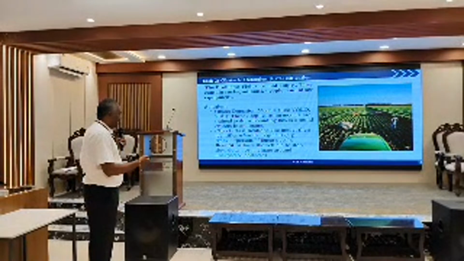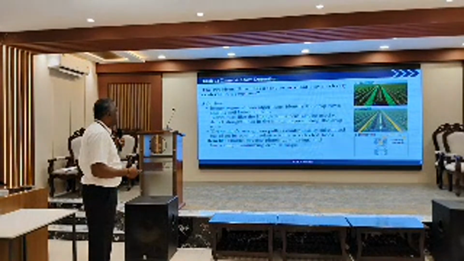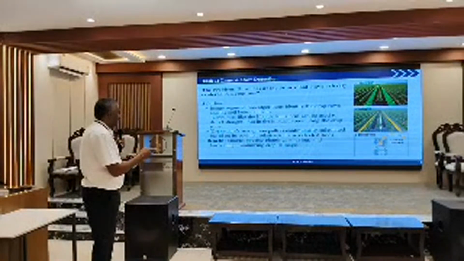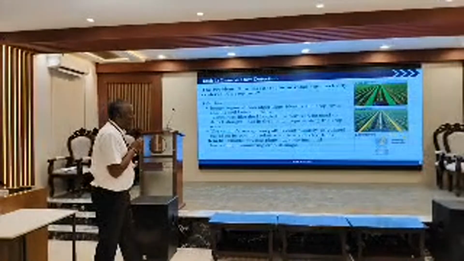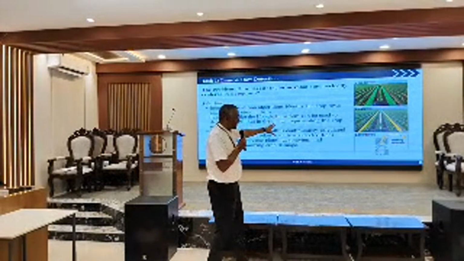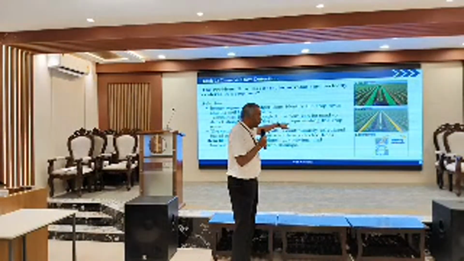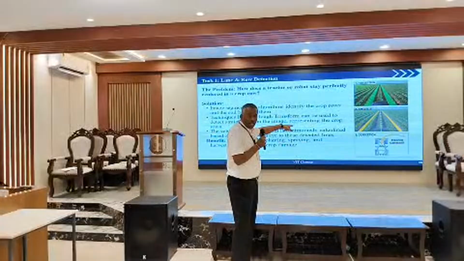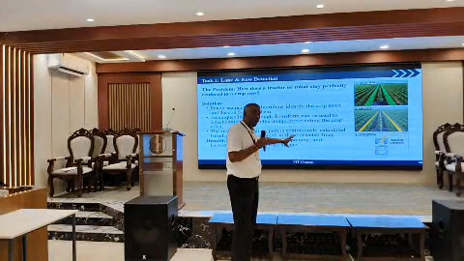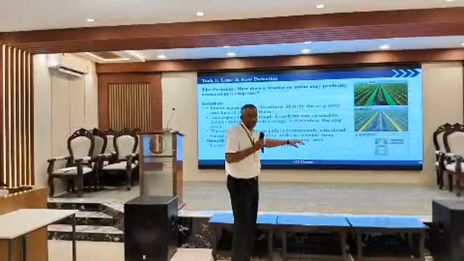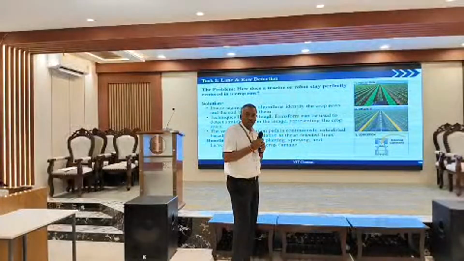Let me explain task 1, lane and row reduction. For example, how does a tractor robot stay perfectly centered in the crop row? You can see the perception and analysis, and in parallel the tractors keep on moving. If any obstacles are identified, maybe with level 2, level 3 or level 4 automation, it has to turn automatically depending upon the obstacles arriving before the tractor.